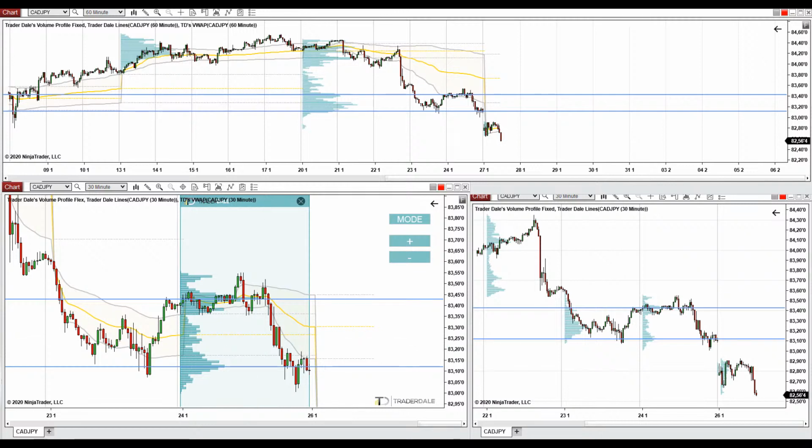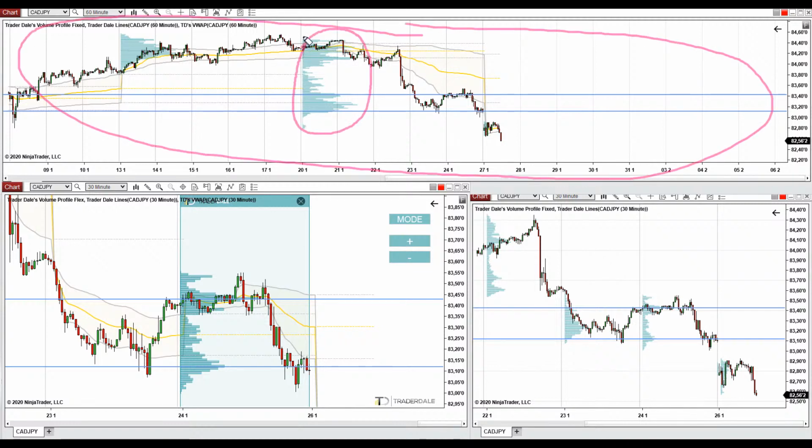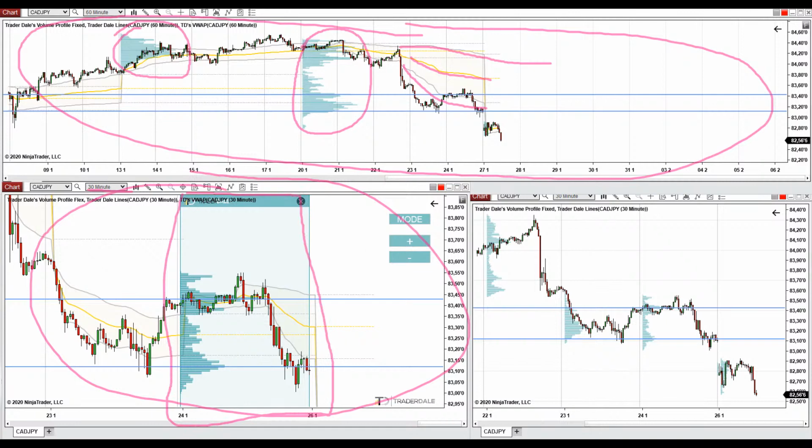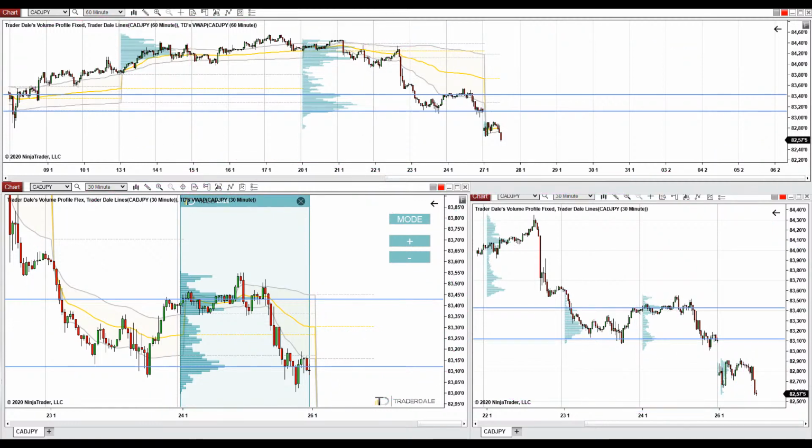What you see before you is my intraday trading workspace. This is a 60-minute chart with fixed profiles. Those are fixed weekly profiles, which means every week a profile gets printed. Those lines are weekly VWAP lines. And this chart is a 30-minute chart with flexible volume profile. You can see it in here. And this chart is also a 30-minute chart with fixed daily profiles. Alright, so this is my intraday trading workspace.